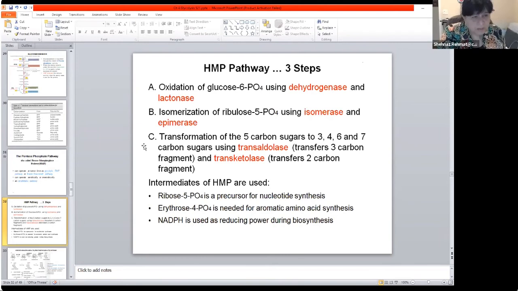And finally, the main part of your pathway is transformation of the 5-carbon sugars to generate 3-carbon, 4-carbon, 6-carbon, or 7-carbon compounds using 2 important enzymes we call transaldolase and transketolase. When it is a transaldolase, the aldolase transfers 3 carbon fragments, whilst the transketolase transfers 2 carbon fragments.